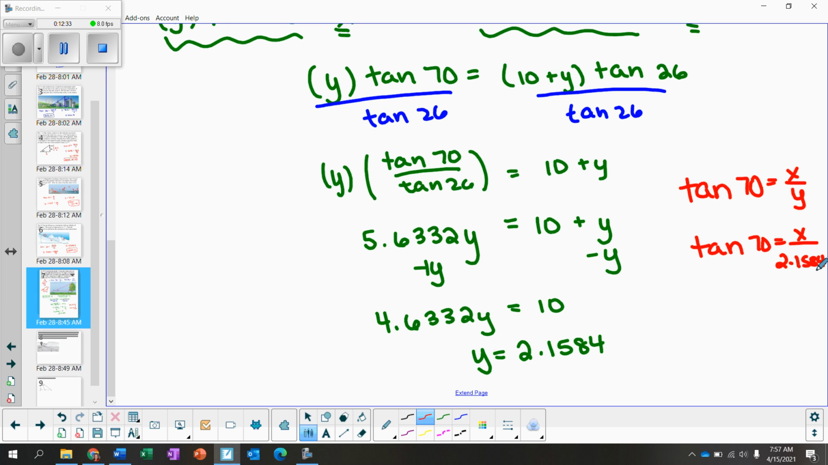And keeping that in my calculator, I'm going to multiply it by the tangent of 70. I don't even have to find the tangent of 70 first. I can just hit times tan 70. And when I do that, I get x is 5.93.